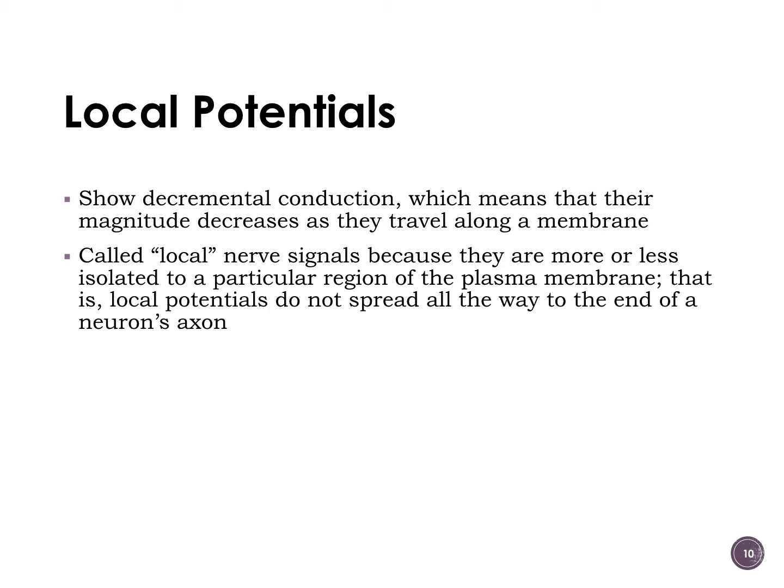These local potentials are going to show decremental conduction, which means that their magnitude decreases as they travel along a membrane. Think about a wave in the ocean. As that wave is rather large when you see it in the distance, as it crashes and gets closer to the beach, it gets a little bit smaller. That's sort of what's happening here with these local potentials, because they are spreading over the plasma membrane. As we see here, they're called local nerve signals because they are more or less isolated to that particular region of the plasma membrane. Those local potentials don't spread all the way around to the entire nerve axon.